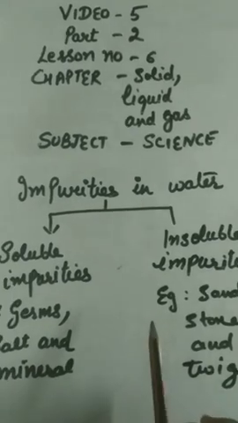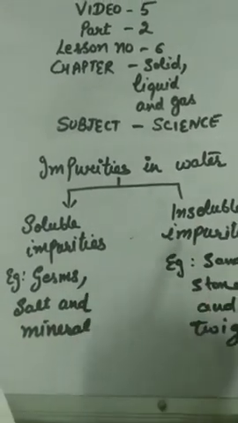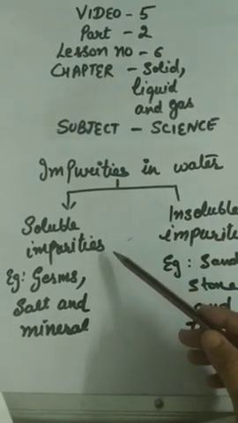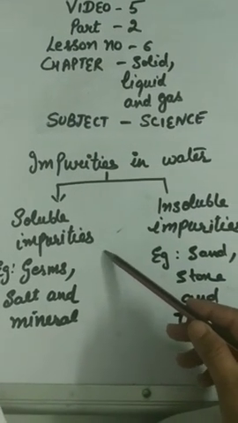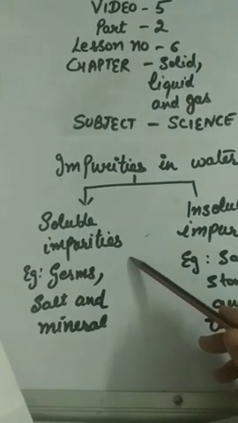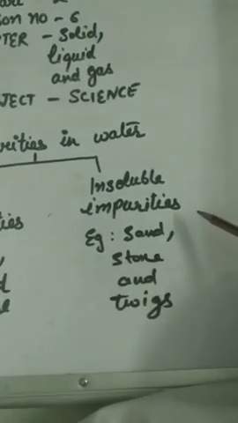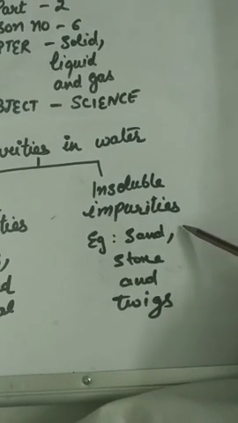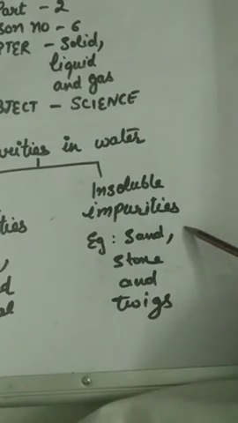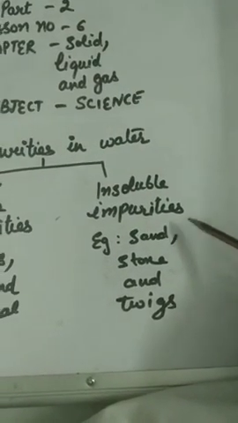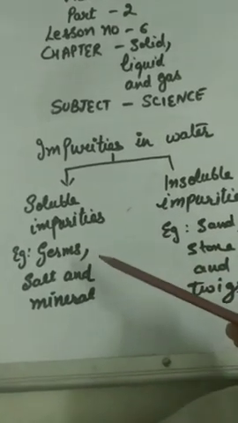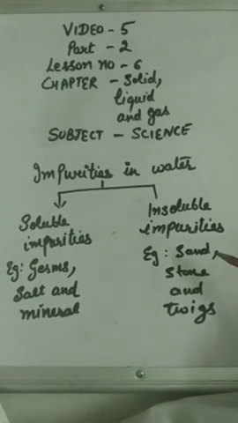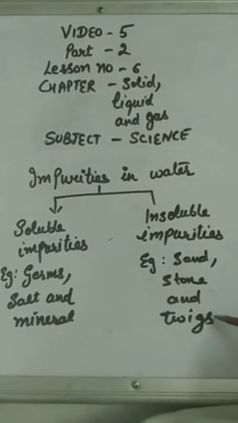Impurities in water are of two types, soluble impurities and insoluble impurities. Soluble impurities are those impurities which get dissolved in water and are not visible to the eyes. Insoluble impurities are those impurities that can be seen with our eyes, and these impurities do not dissolve in water. Examples of soluble impurities are germs, salt and minerals. Insoluble impurities are sand, stone and twigs.